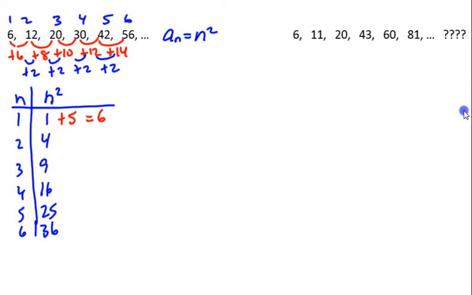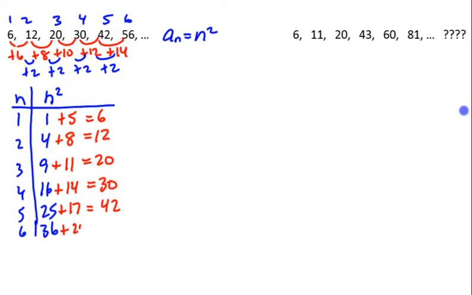Nope. Because for term number 2, it would be n squared plus 8, because it would take 4 plus 8 to get 12, and 9 plus 11 to get 20, and 16 plus 14 to get 30, and 25 plus 17 to get 42, and 36 plus 20 to get 56. So notice here, I'm having to add 1 plus 5, 4 plus 8, 9 plus 11. So it's n squared plus, okay, how do I get these numbers now? 5, 8, 11, 14, 17, 20.